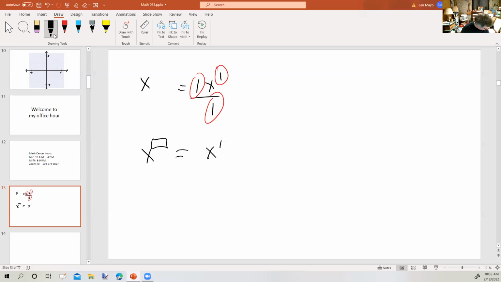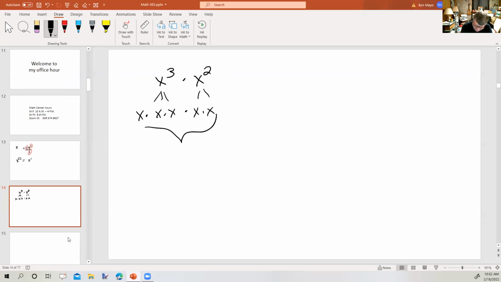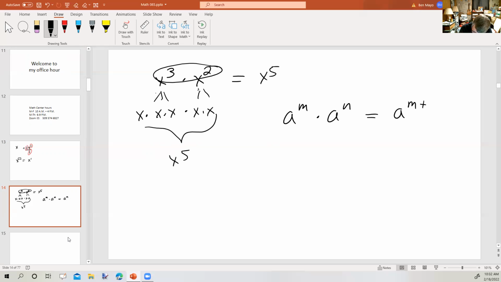All right. Now, let's say we have something like this, x cubed times x squared. If we were to expand that, x cubed would be x times x times x, and x squared would be x times x. If we were to take that and compress it again, we'd have x to the 5th power. And after doing this a few times, you'll notice a pattern, and that is that if we add the exponents on the common base, we get the result. So what we say is when you are multiplying 2 powers with the same base, we add the exponents and attach them to the common base.